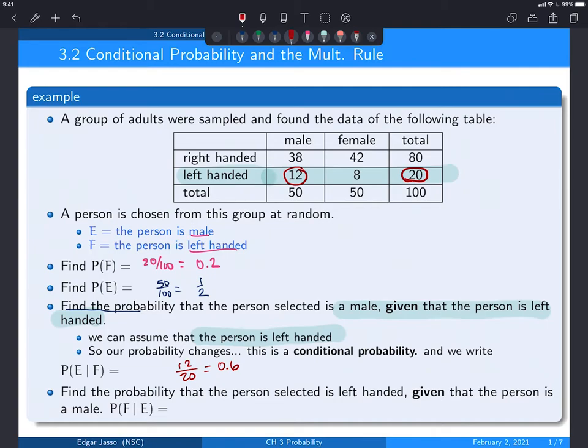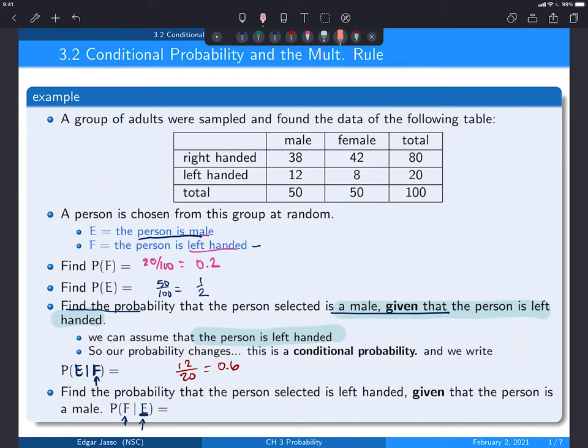Now I'm going to do it backwards. So the next question says, find the probability that the person is left-handed, given that the person is a male. So let me erase this. Now the given part, this little bar here, this is how we write it. Sorry, I didn't say that. So P of E bar F means the probability of the first event, E, the person is a male, given that. So this part after the bar means the given part. So now I'm reading it backwards for this one. The probability of F given E means the probability that the person is left-handed, given that they are a male.